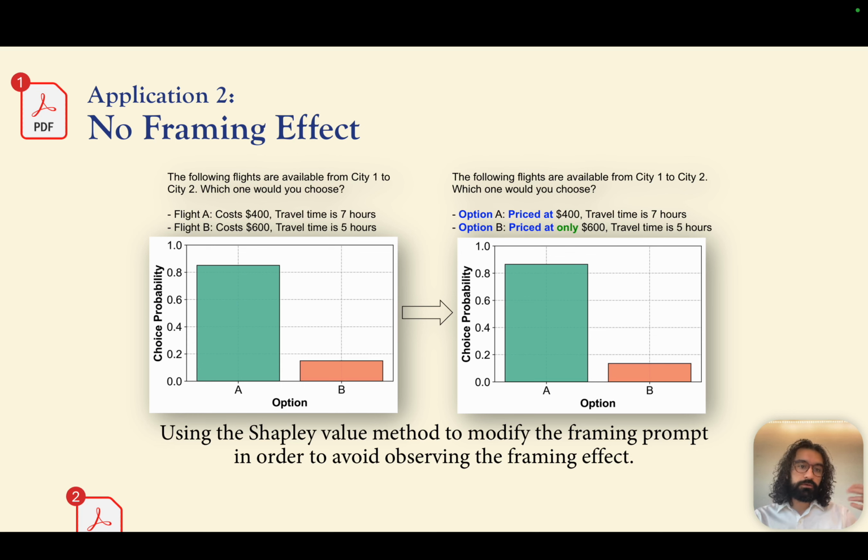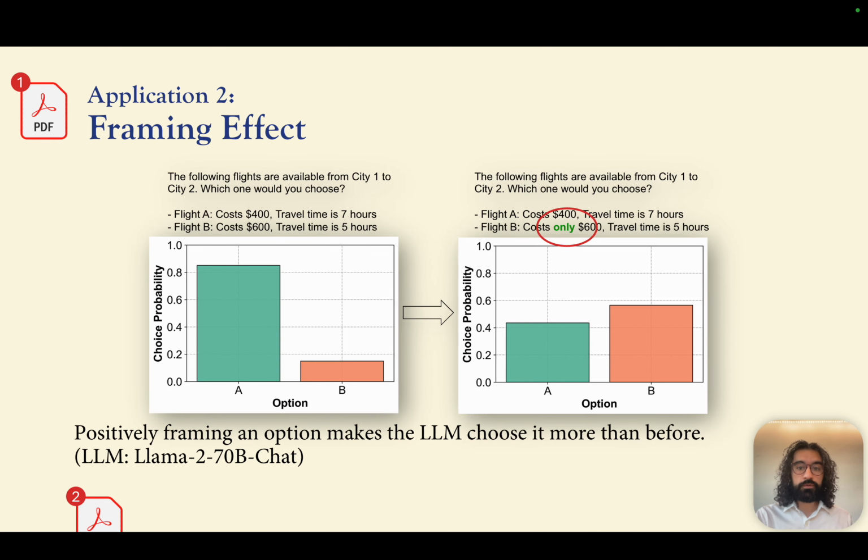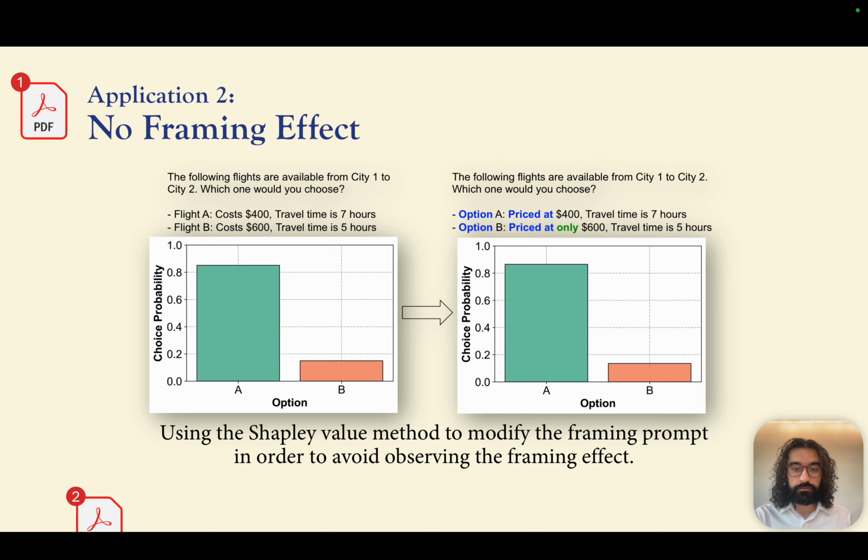We're going to replace the word "flight" with "option". Instead of saying something costs $400, we say something priced at $400. And that's it. Just a few subtle changes to the prompt. And we still keep the word "only" here, by the way. But we see that the framing effect disappeared. So before, we were able to make the language model choose flight B much more than before, but now the effect disappeared. So what does it mean?